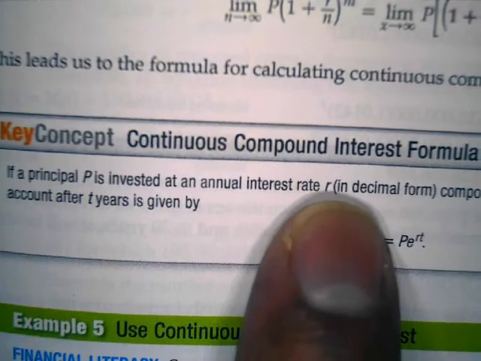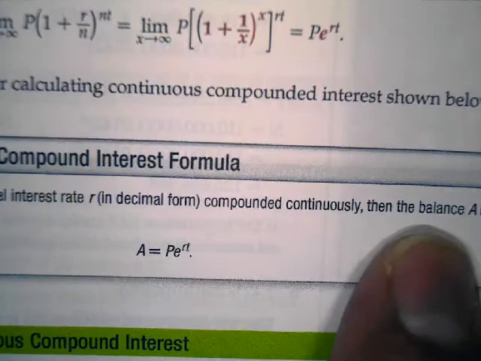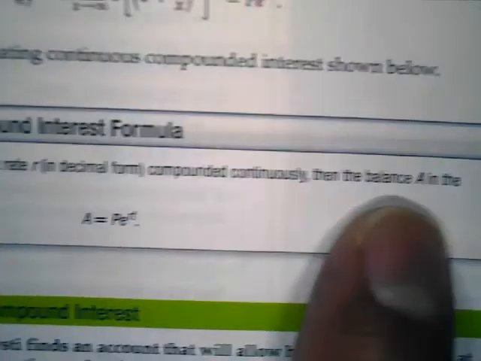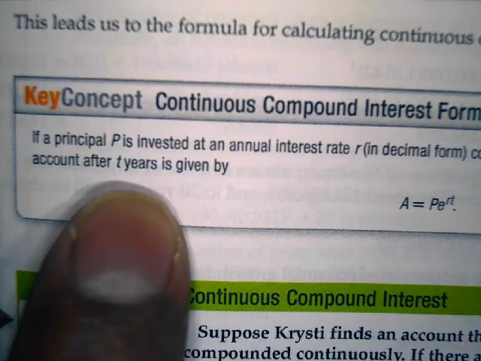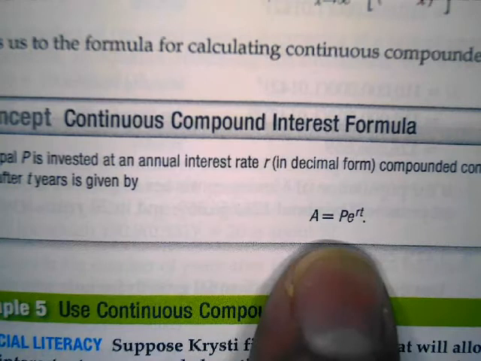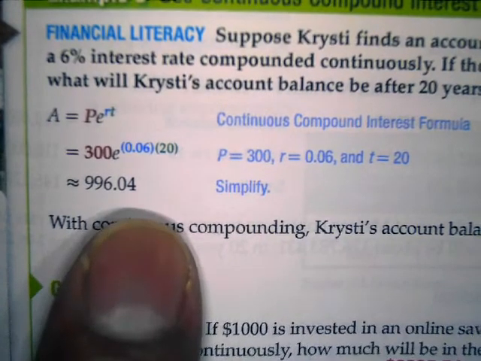But again, principal is P, R is the interest rate in decimal form, A is the account balance after T, time in years again. So they actually get easier. And they show you an example here, right? Because you're actually going to see word problems. You're going to see these word problems right here.